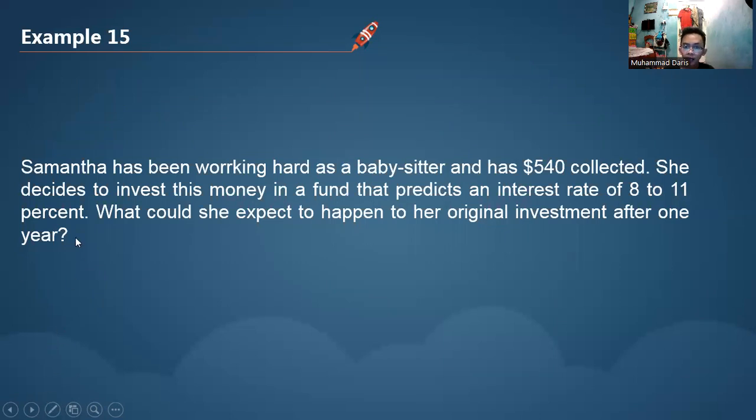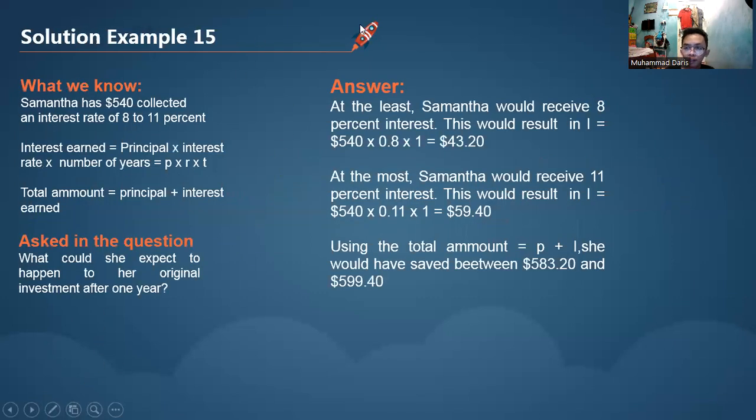The next, example 15. Samantha has been working as a babysitter and has collected $540. She decided to invest this money in a fund that predicts an interest rate of 8 to 11%. What could she expect to happen to her original investment after 1 year? Solution of example 15. What we know: Samantha has $540 collected, an interest rate of 8 to 11%.